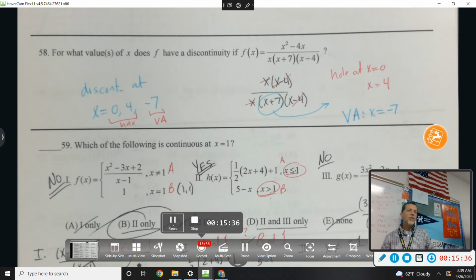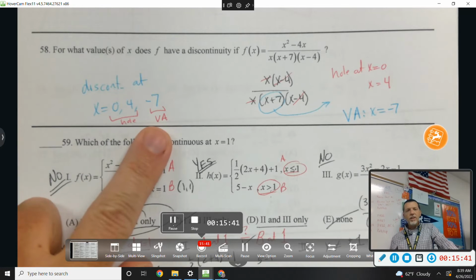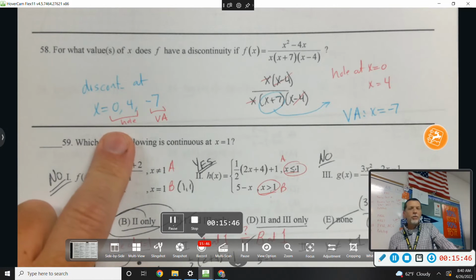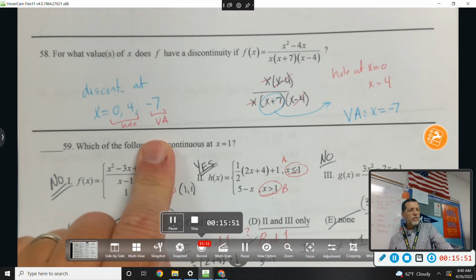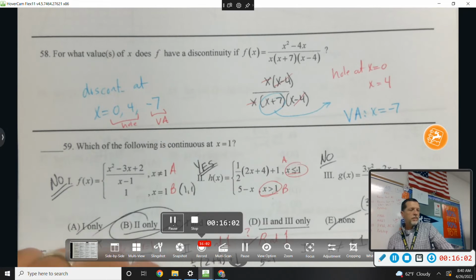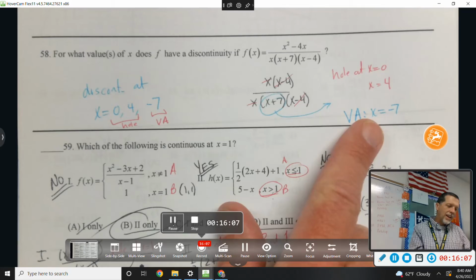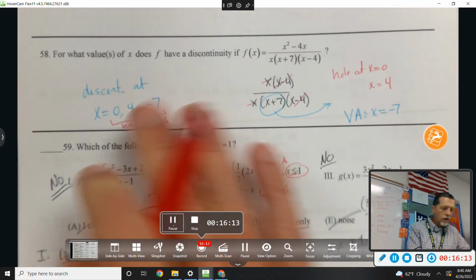What's the fancy word for a discontinuity at a hole versus a vertical asymptote? Removable. If it's a hole, it's removable. Like if we cancel those out, we would remove the hole. The vertical asymptote is non-removable, or whatever the right prefix is. But this question didn't ask that. All we care about is if it makes the bottom 0, that won't work. We're done.